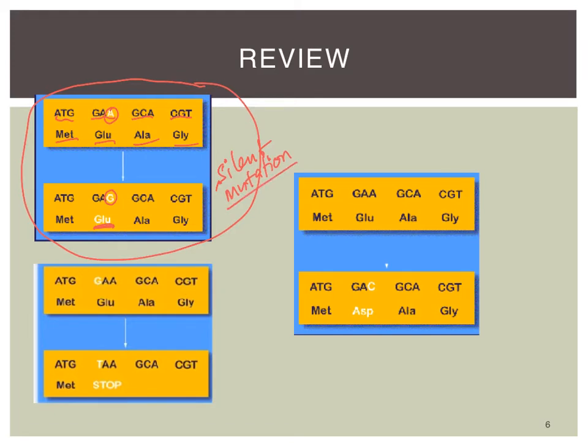Okay, in this case, there's a mutation here, G goes to T, which is going to, rather than getting glutamine, give a stop codon. When a stop codon is produced instead of the amino acid, this is a nonsense mutation.